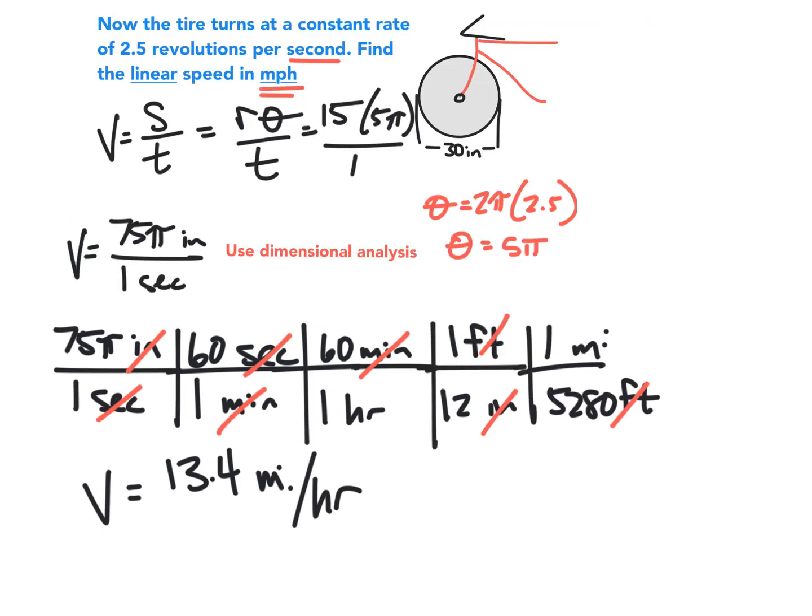All right, so we did arc length, sector area, and linear and angular speed. Goodbye.